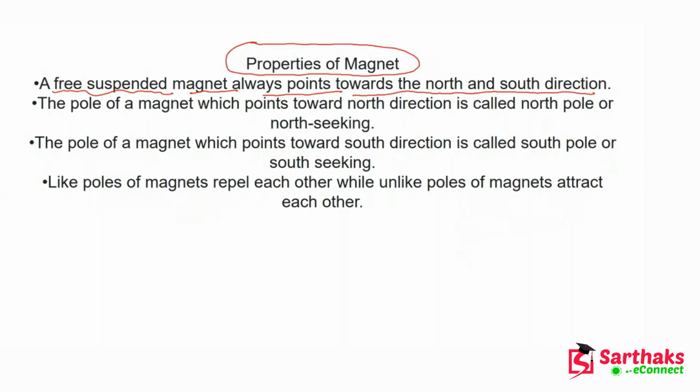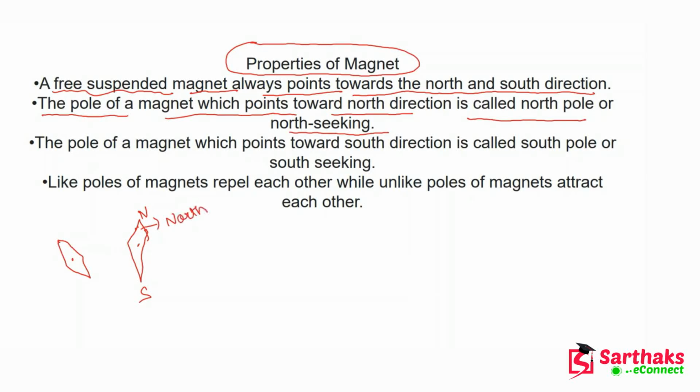This is the thing which we already know, that let's suppose this is a needle of your magnet, and if you suspend it freely, then it will give you the direction of north, and this will be south. So this will be suspended like this. Now the pole of a magnet which points toward the north direction is called the north pole or north seeking pole. So basically this side is known as the north pole, and this side is known as the south pole.